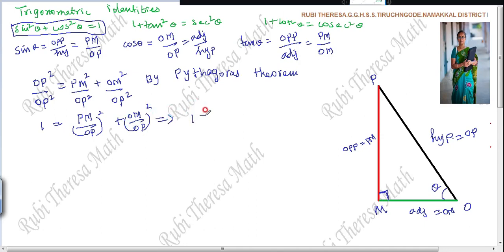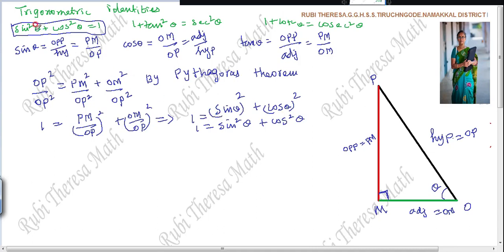That is 1 equal to, PM by OP is sin theta, so sin theta the whole square, plus OM by OP. OM by OP is cos theta, cos theta the whole square. So how can you write this? 1 equal to sin squared theta plus cos squared theta.